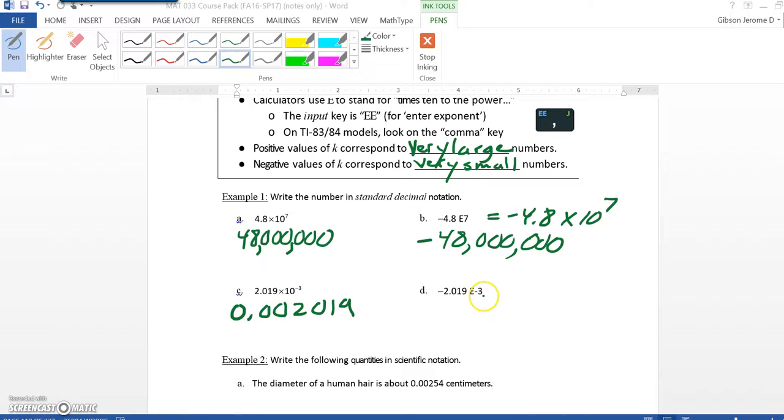Now here, this E to the negative 3 and this times 10 to the negative 3 are the same thing. So we'll move this decimal 3 places to the left, and this time the answer will be negative. So it'll be negative 0.002019. And that will be our final answer.